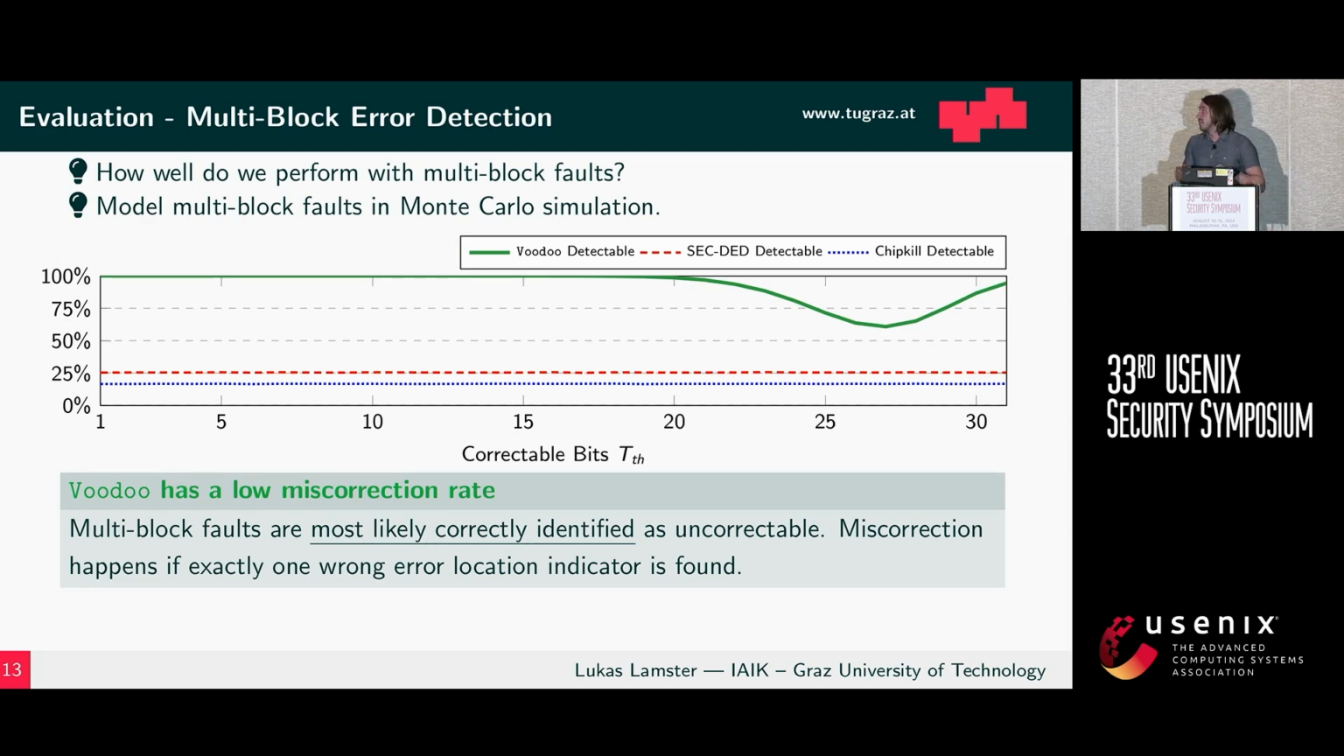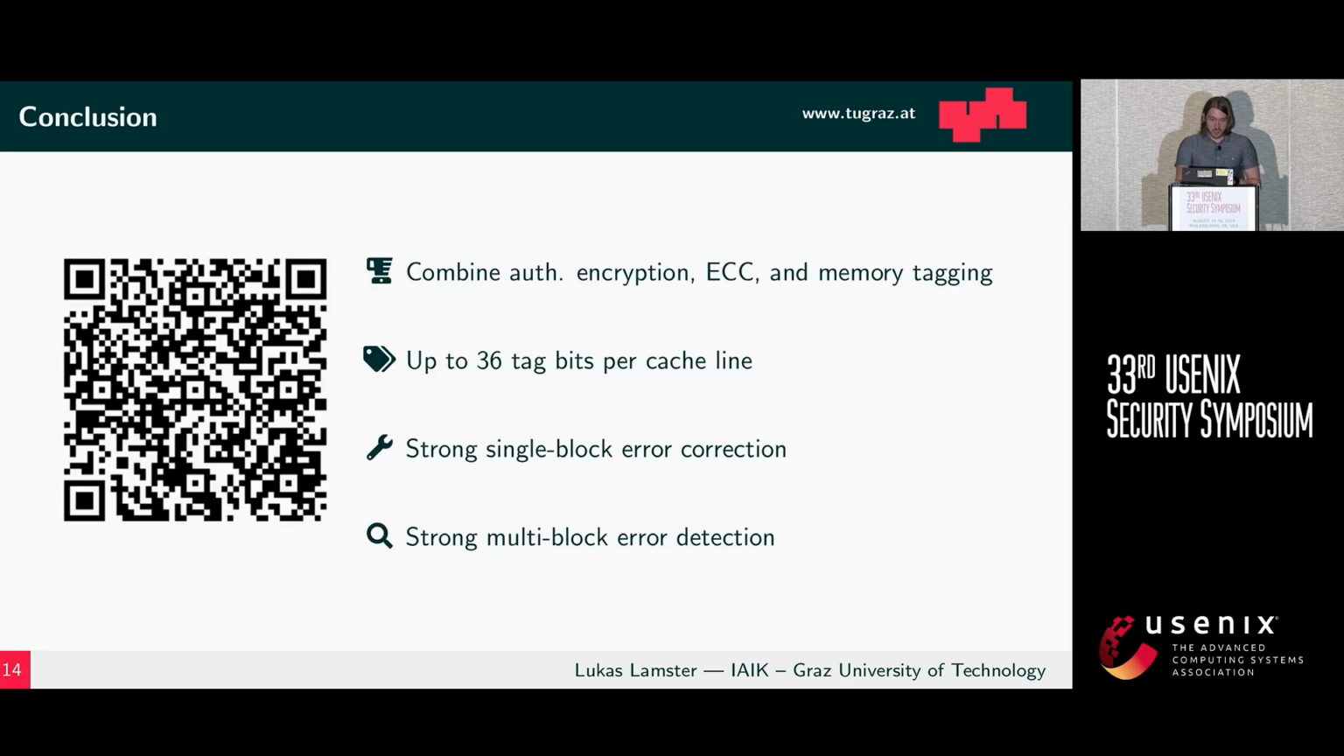In that case, there are cases where multi-block errors look like correctable single-bit errors, but once we start increasing this threshold value even more, then we run again into the situation that it's not uniquely correctable, so the miscorrection rate declines again. So in conclusion, we come up with a way to combine authenticated encryption, DRAM error correction, and memory tagging into a single thing. We can provide up to 36 tag bits per cache line. We can offer strong single block error correction as well as strong multi-block error detection.